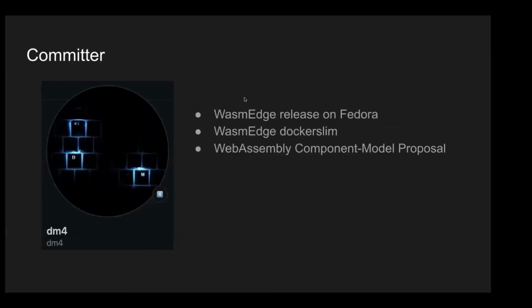Okay, our next member is DM4. DM4 helps us with the WasmEdge release on Fedora and the Docker Hub. And another important feature in the future is that we are developing the WebAssembly component model proposal. DM4 is developing that, and we will support that in the future.